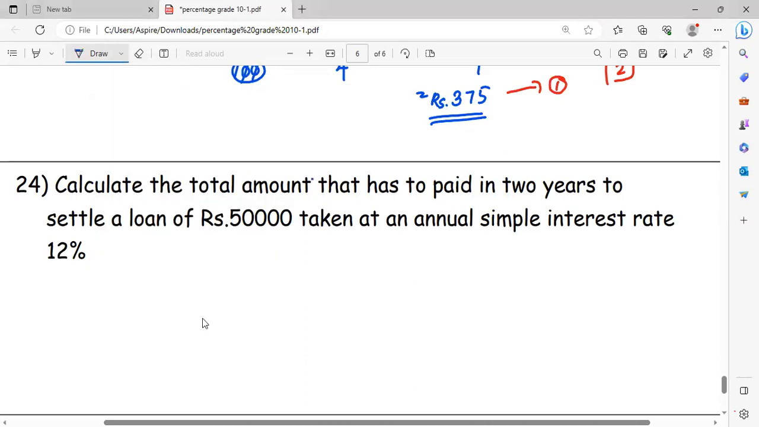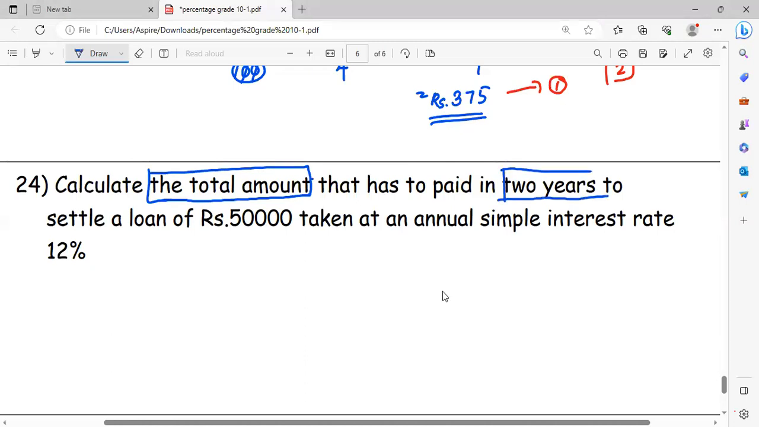Calculate the total amount that has to be paid in 2 years to settle a loan of 50,000 taken at an annual simple interest rate of 12%. What have they asked? Look carefully at what they have asked. Calculate the total amount. They have asked about the total amount. That has to be paid in 2 years. A time duration is also given.